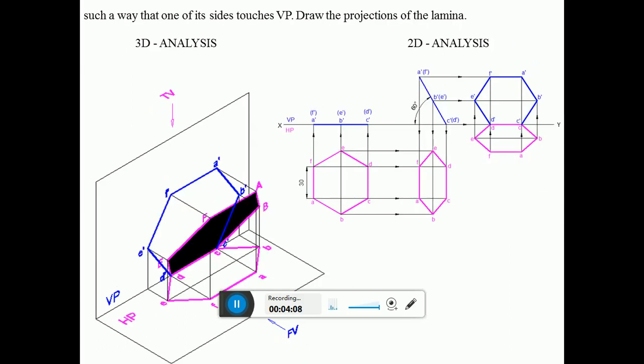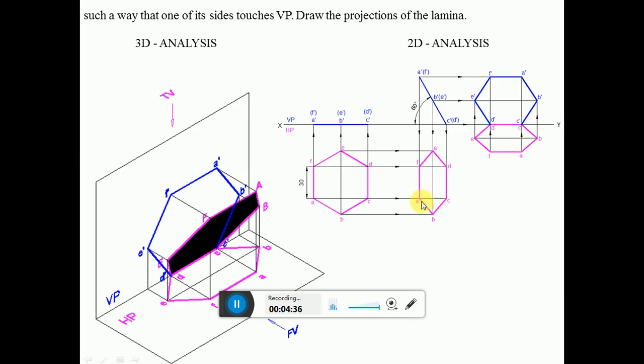Then this is done in such a way that one of its sides touches VP also. The side which is resting on HP has to touch VP also. So which is the side which is touching HP? The side which is touching HP is CD. The same side has to touch VP. So that side now is perpendicular to VP. Since that side is perpendicular to VP, now you have to rest it on VP.